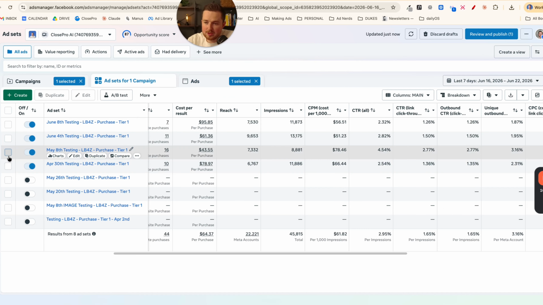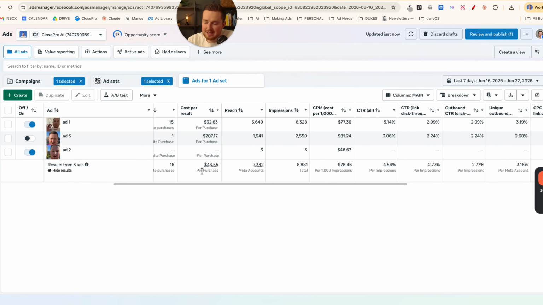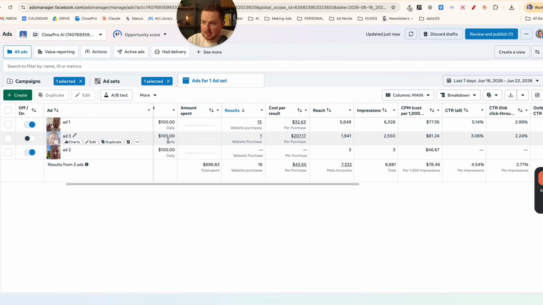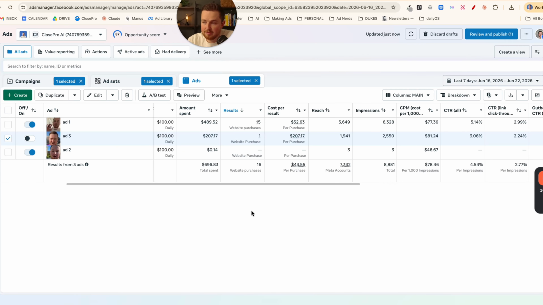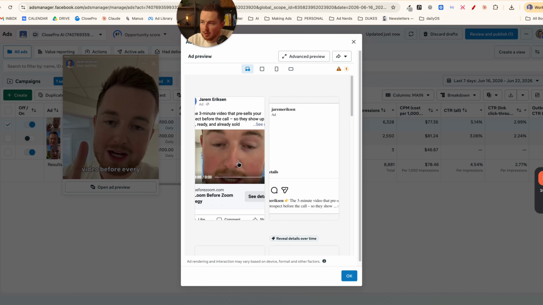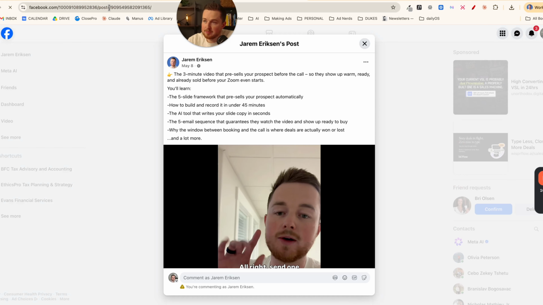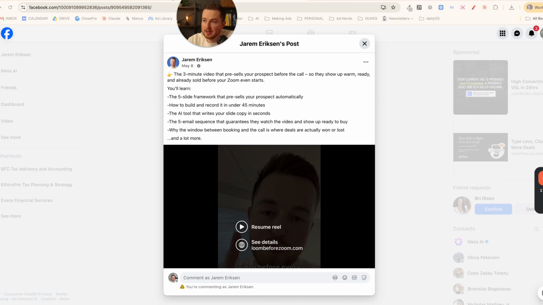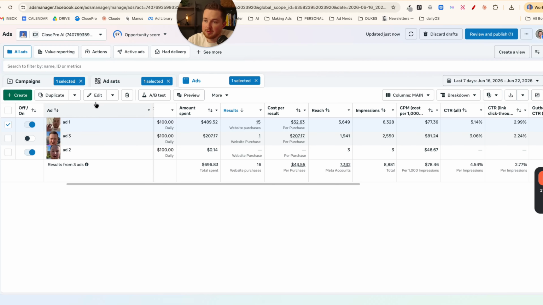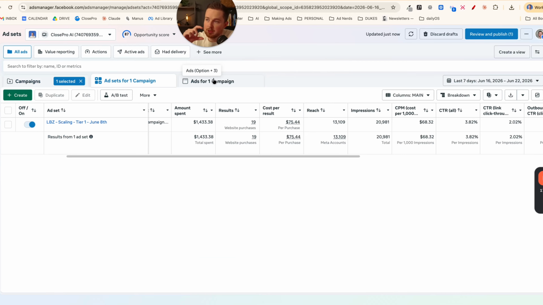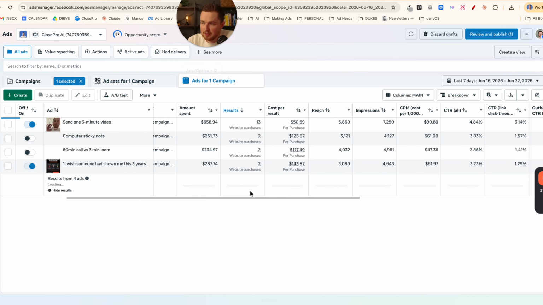If I jump back to another example where I started putting fewer ads in here, we can see this one spent $207, way above the amount. That's just because I wasn't on top of it. And then the amount spent on this one, $489, 15 purchases, $32. So that's a winner. In this case, I would click Facebook post with comments, take this post ID, and that would go into a scaling campaign. So that would come over into the scaling campaign, and then you would use existing post and put the post ID in there. So here's this one.